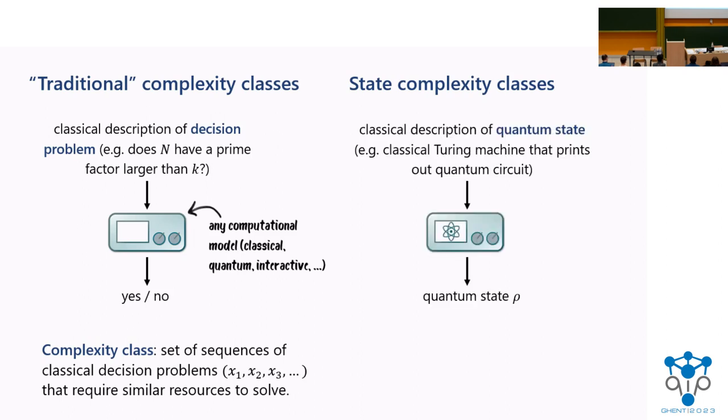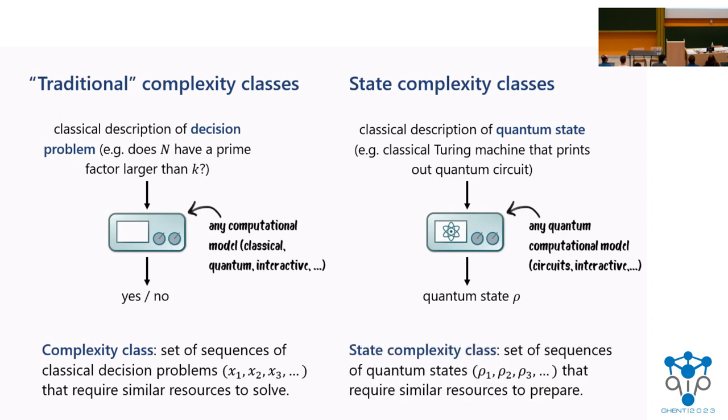And in state complexity, what we look at is computational devices that produce quantum states as outputs. So the question in state complexity is, if I give you some classical description of a quantum state, for example, in terms of a Turing machine that prints out the quantum circuit for generating that state, and I feed this to some quantum computational model, which may be circuits, it may be some interactive setup, it might be some multi-prover setup. What's the complexity of actually, physically preparing this output state?